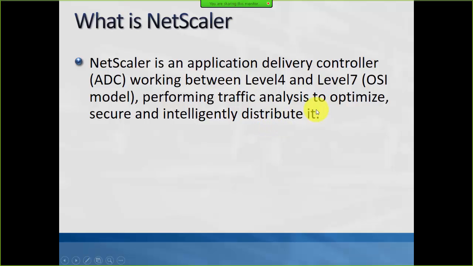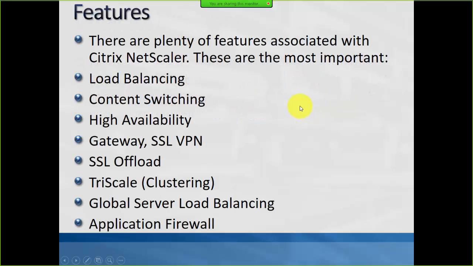So there is a monitoring aspect to that: the NetScaler should try to discover whether the application is working or not, whether the server is performing well or not, or is available at all. There are plenty of features associated with Citrix NetScaler. These are the most important. It does load balancing and content switching. Maybe there's an application that is heavily used, so it could switch the content to the better performing servers.